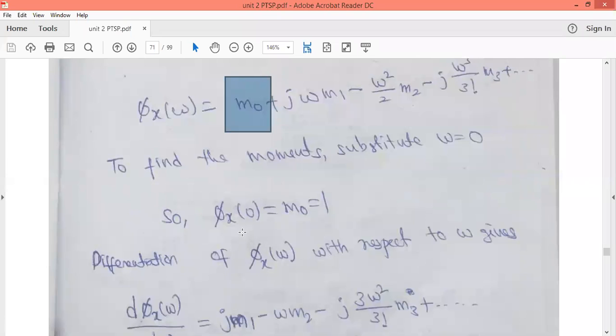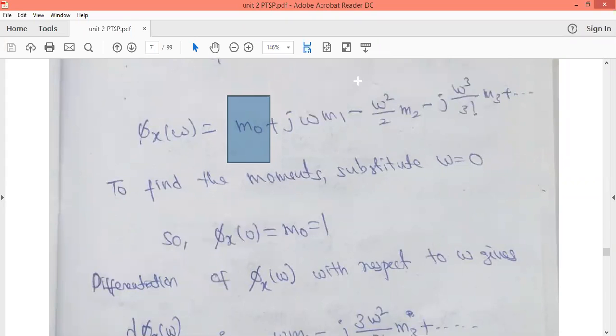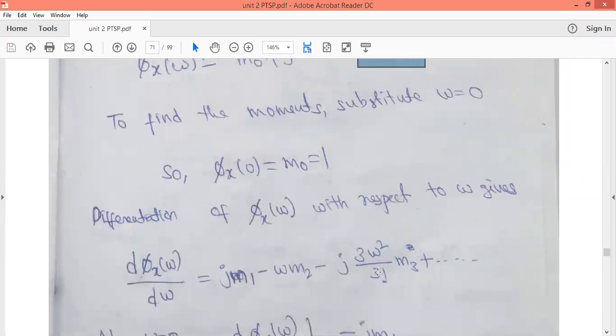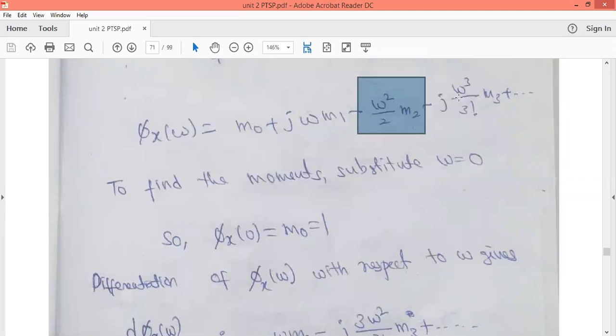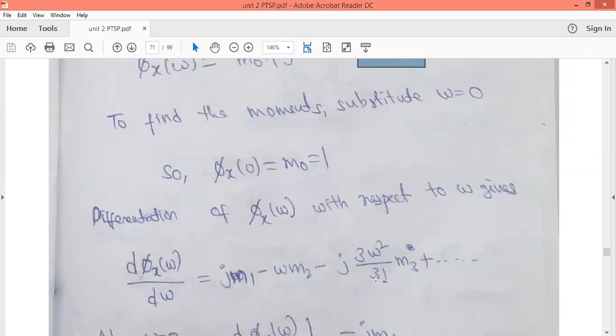Now we differentiate phi x of omega with respect to omega. If you differentiate, what happens to m naught? M naught will be 0. Now j omega m1, we differentiate with respect to omega, so we will be having j m1. Minus, here we are differentiating with respect to omega, so we get 2 omega, the 2 will get cancelled. So we get omega m2, okay, minus j 3 omega squared by 3 factorial m3 plus so on like this.